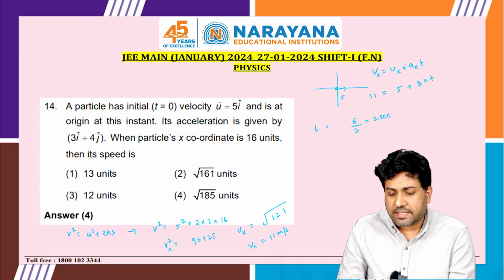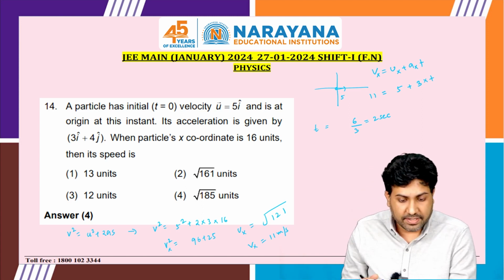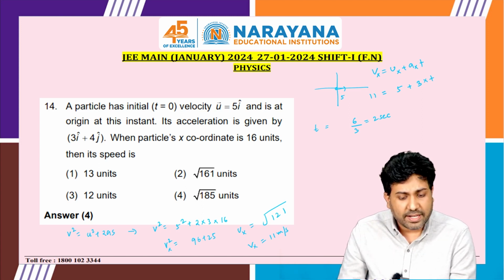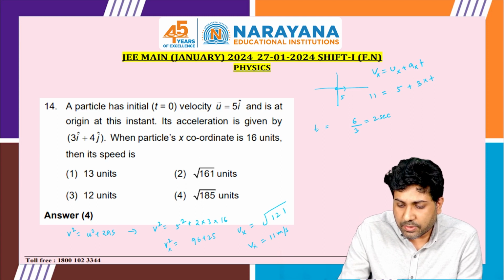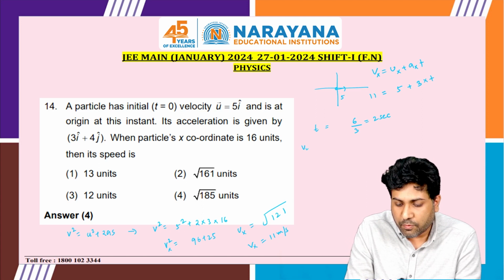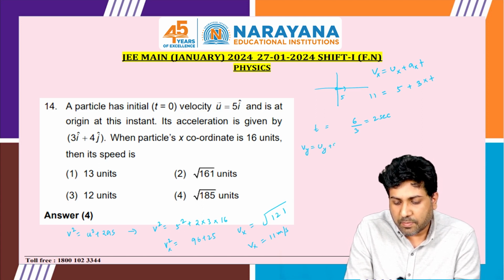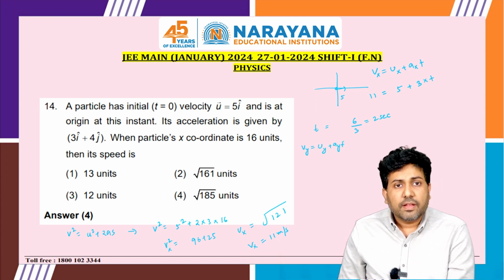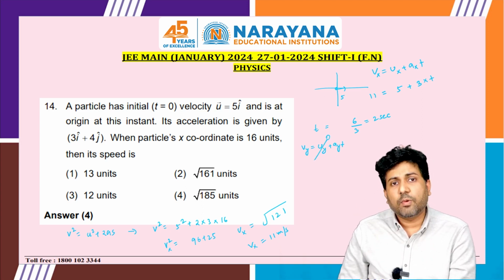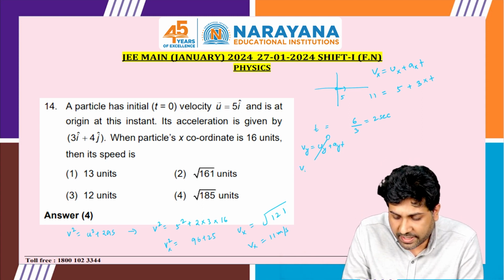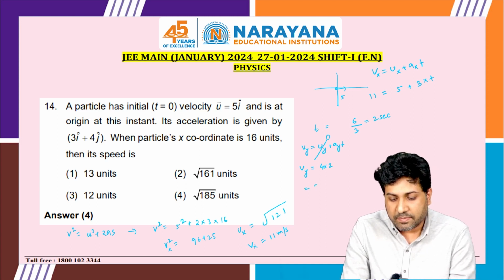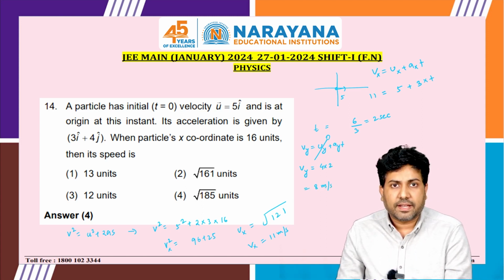So at 2 seconds, what is the y direction speed? Actually, I don't need the coordinate in the y direction. I need only the speed. So what can I do? In the y direction, I will again use this relation Vy is equal to Uy plus Ayt. Now, in the y direction, the initial speed is 0. So I will write Vy is equal to Ay is 4 and T is 2. That means it is 8 meter per second.